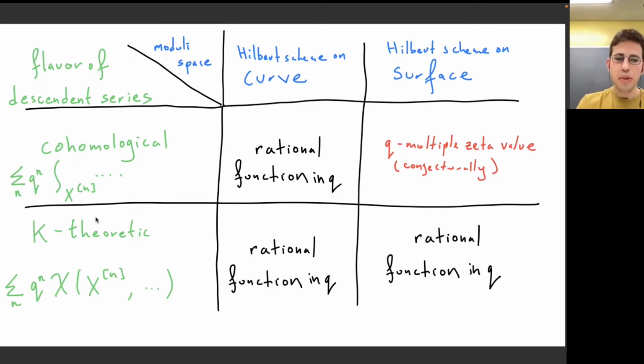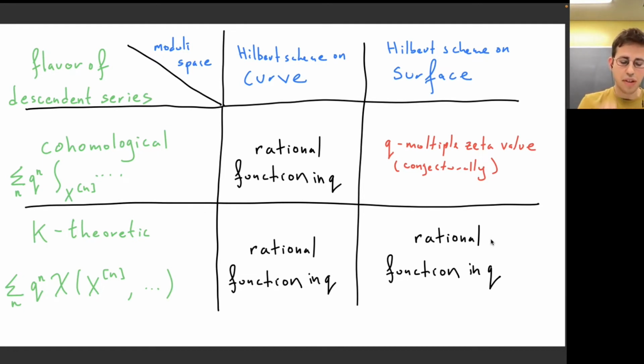So in both cases, the K-theoretic series are expected to be rational functions. For a curve, both types of descendant series are rational functions, but for a surface, one gets this divergent behavior, where the cohomological series is some kind of modular q-multiple zeta value, and the K-theoretic descendant series are rational functions. And so that suggests that these are interesting things to study if the behavior is so.